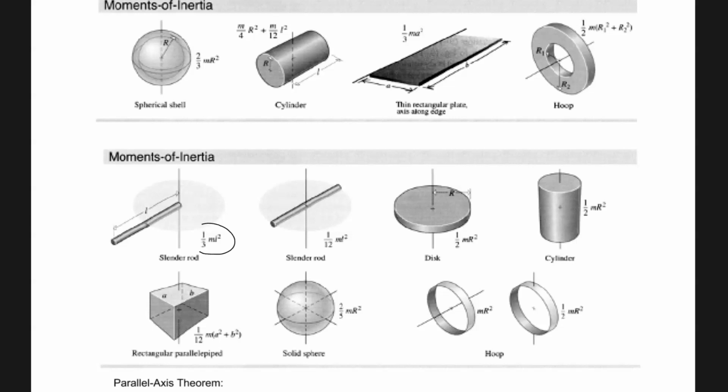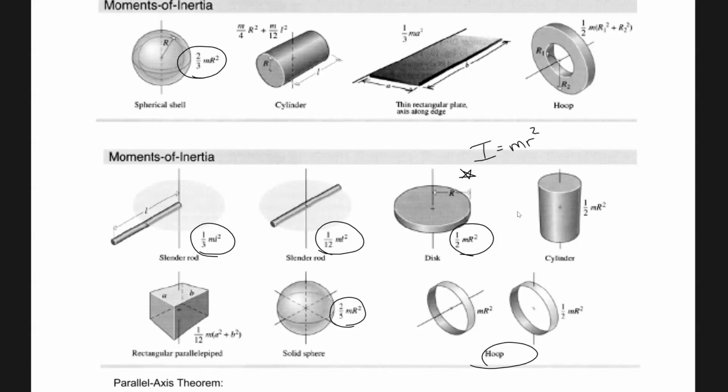So a thin rod, we have two options here. We have one about the center and one about the end. We have a hoop, if it's rotating about the center through the hoop, or if it's rotating like you would spin a coin. A solid sphere, and a hollow sphere or a spherical shell. Those are the big ones. Also a disk. Two formulas I will not give you is a disk and a point mass or a small child, which is just mr squared. Keep those in mind.